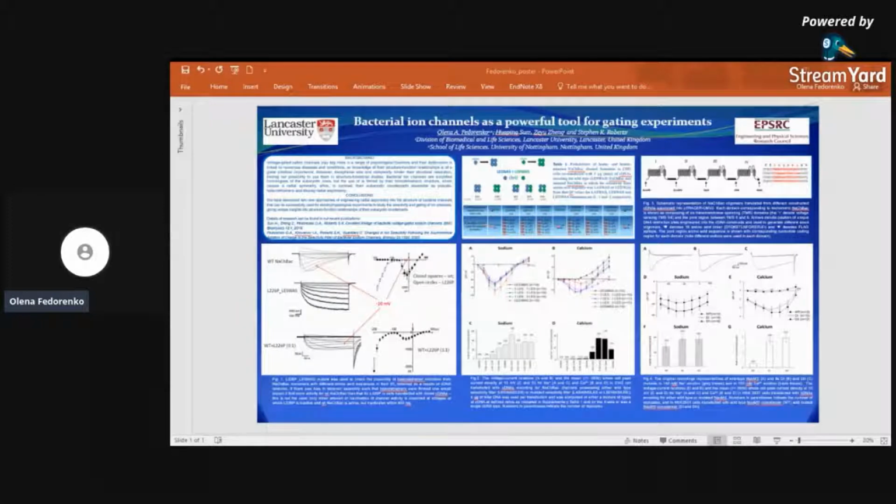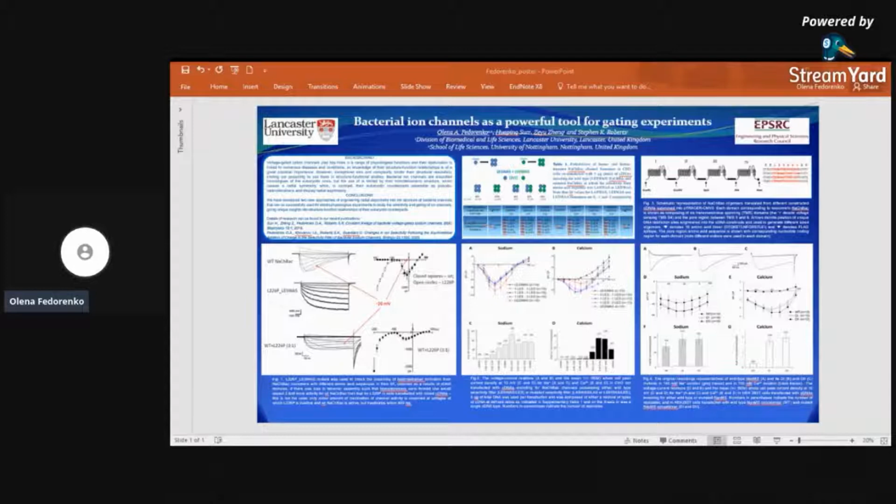Bacterial ion channels are simplified homologs of their eukaryotic counterparts and have been widely used as a model for mammalian ion channels. However, their use is limited by the homotetrameric structure, which causes a radial symmetry, while in contrast, eukaryotic ion channels assemble as pseudo-heterotetramers and display radial asymmetry.